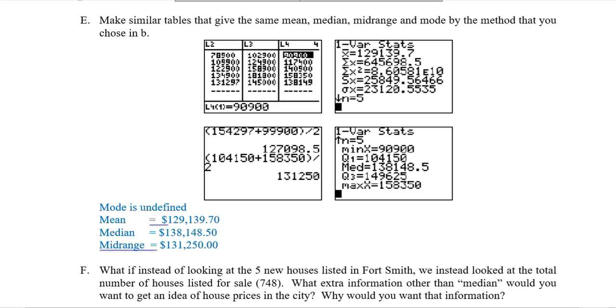So what if instead of looking at the 5 new houses listed in Fort Smith, we instead looked at the total number of houses listed for sale, which was 748 at that time? What extra information other than median would you want to get an idea of the house prices in the city, and why would you want that information?